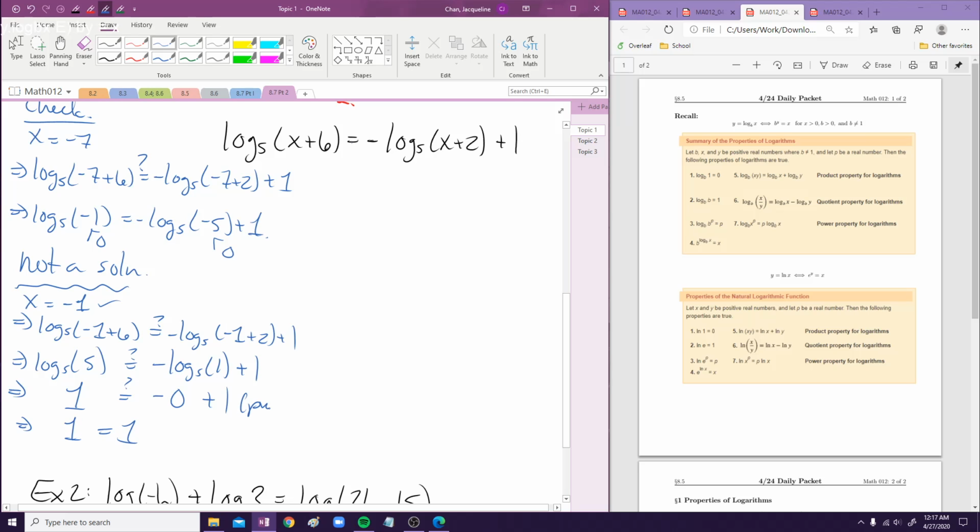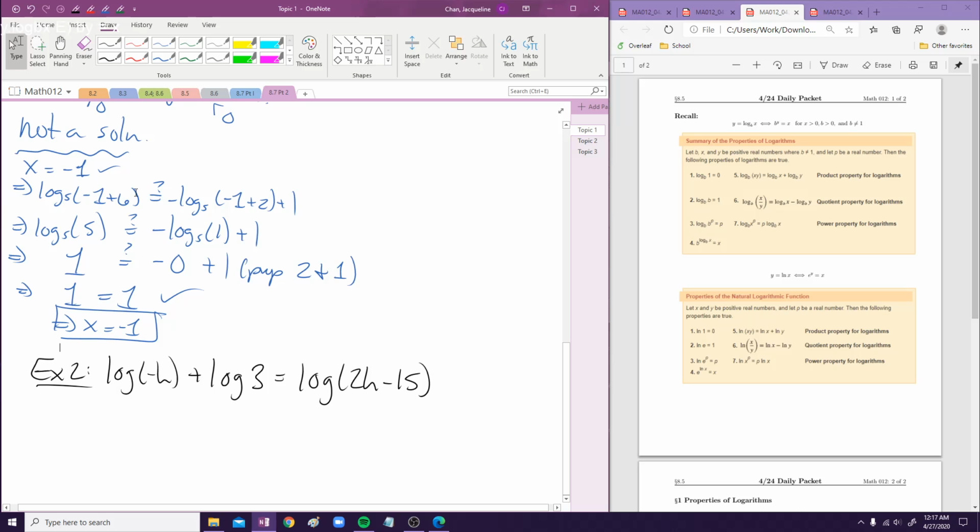Okay, this was property 2 and 1. Right, so 1 is equal to 1. So therefore, what does this tell us? This tells us our solution is x equals -1. Right? So now, let's do one more example.